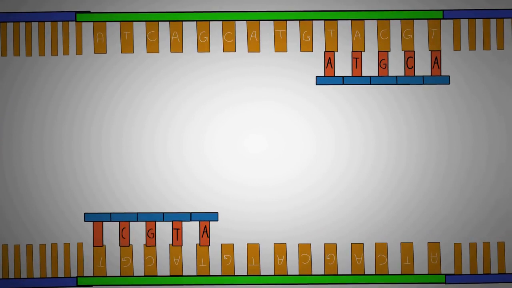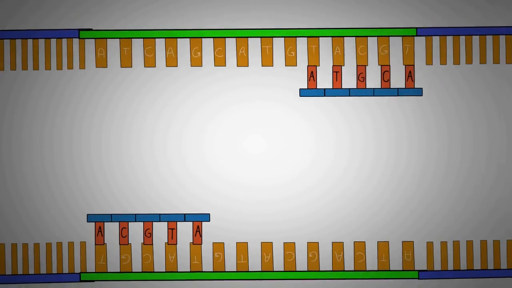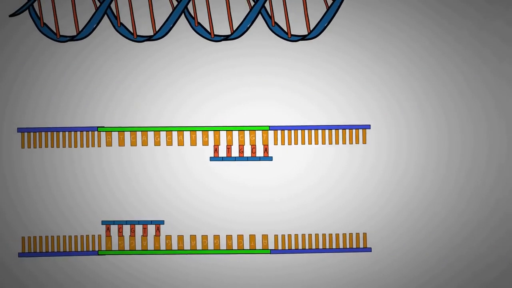The primers bind to the template DNA by complementary base pairing. In this way, we are able to select a particular region of the DNA that we want to amplify. So this was annealing. Next comes the third step, known as extension.